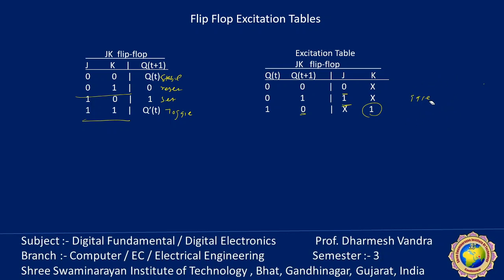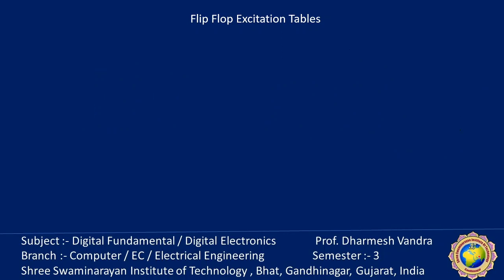Okay. Now the next and final state remaining is 1, 1. 1, 1 means Qt+1 equal to Qt. So it's stable, as well as we can say that set is also possible. So stable means 0, 0, and set means J equal to 1, K equal to 0. So what is the value of J? 0 or 1, but K must be 0. So this is called the excitation table of JK flip-flop.